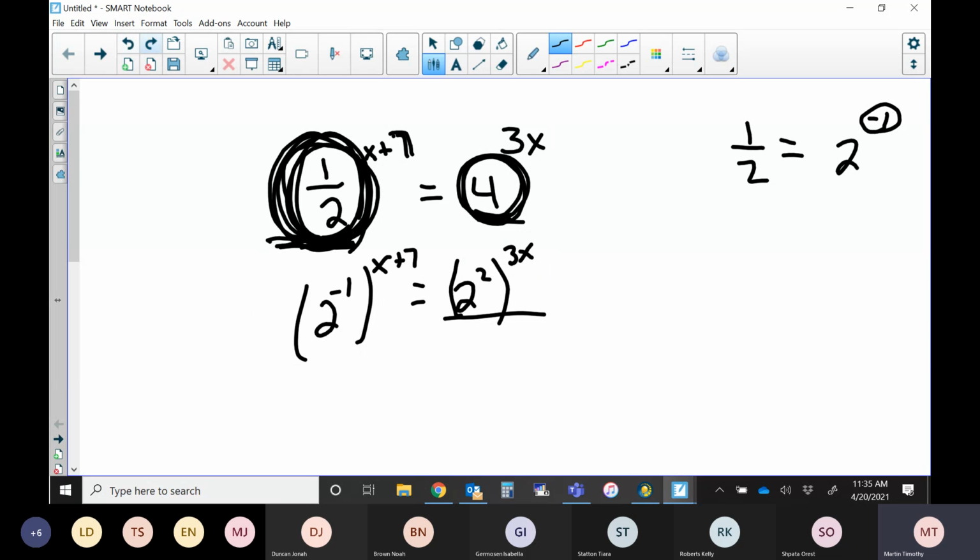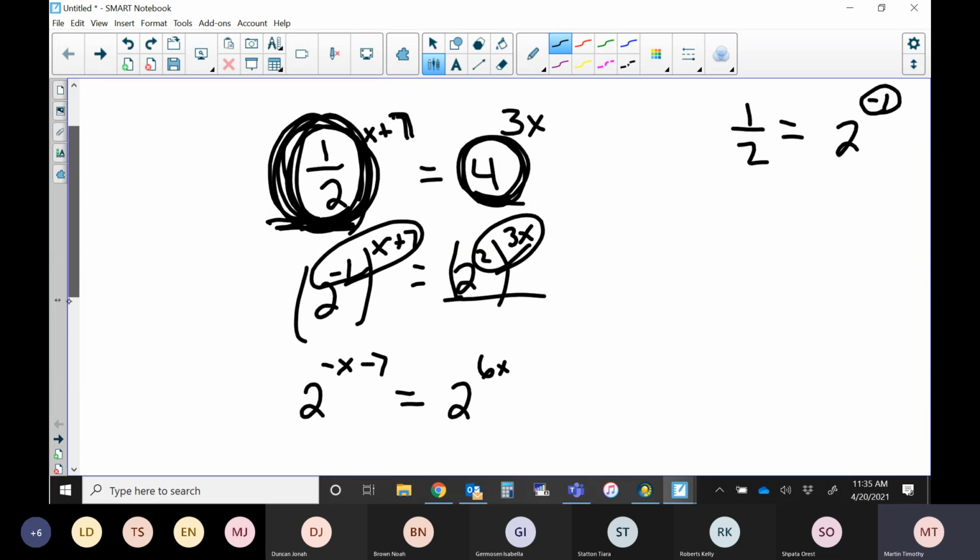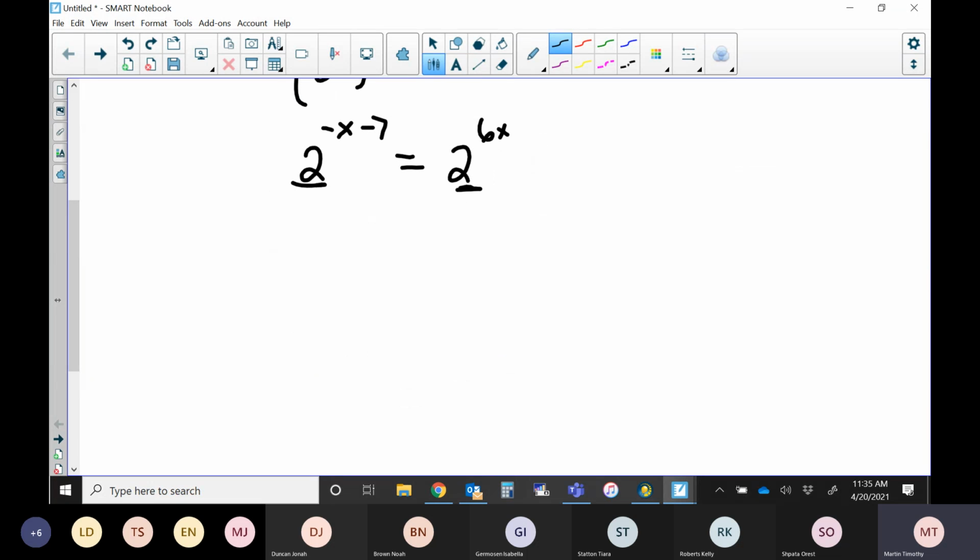And the reason for doing this is because now, what happens when you have power to a power? This is an old rule from Algebra 1. What do you do with the 2 powers? They multiply. So what is -1 times x plus 7? It turns into negative x minus 7. Yes, equals 2 to the power to a power. You multiply them, 6x. Now look at what we have. Now we're cooking. Now we've got a 2 base. I know that now -x minus 7 has to equal 6x.